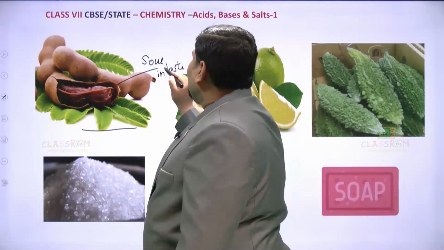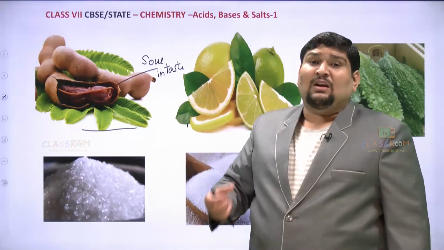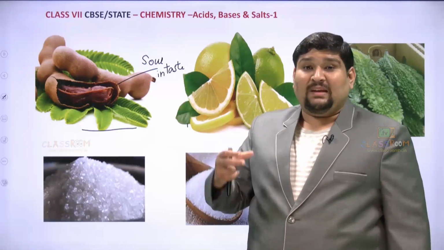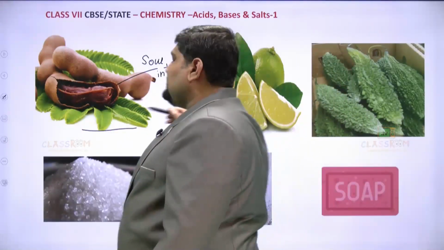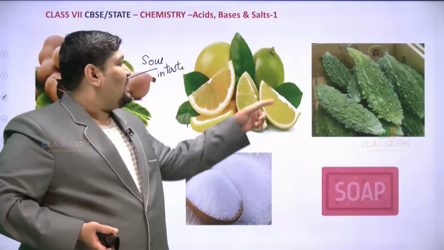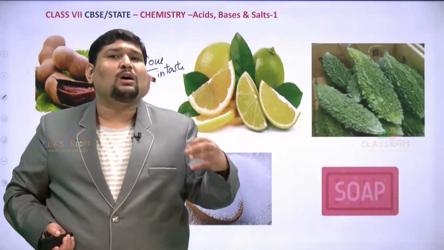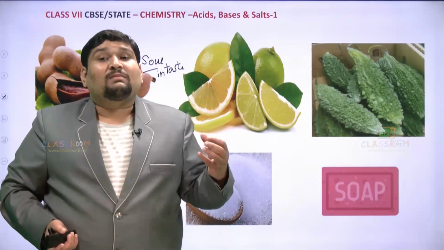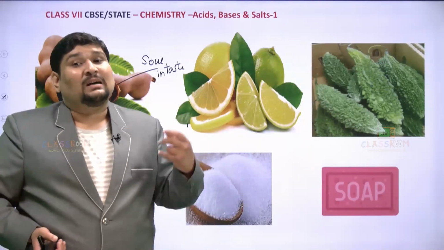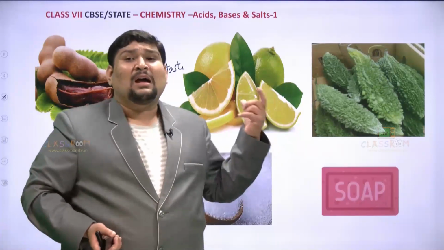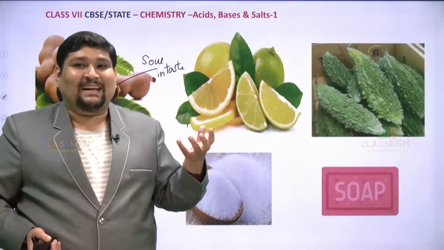Tamarind is a type of fruit which we consume, and when we consume it, we feel that it is sour in taste. Not only tamarind; if you look at the other one here, it's a lemon. We prefer lemon now and then, and in most of our food ingredients we try to use lemon. Even when you taste lemon, how do you feel, children? Yes, it is also sour in taste, isn't it?